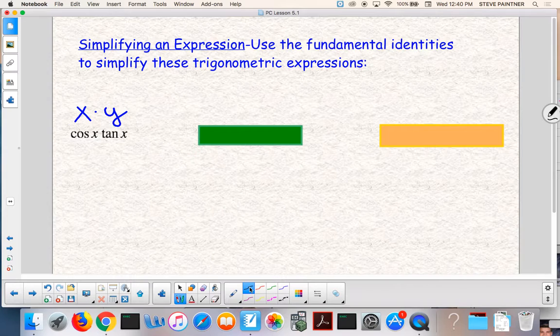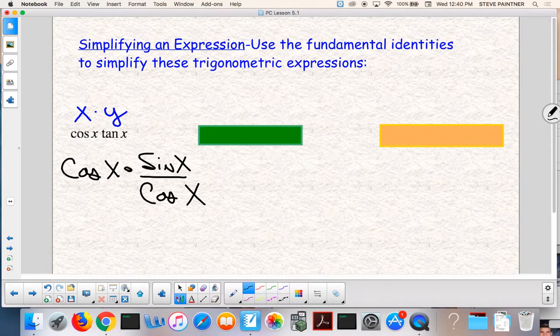Okay. All right, Molly says do this. Change tangent to sine over cosine. The cosines cancel. Because when you multiply, you just go top, top, bottom, bottom, but cancel first, right? They cancel out. Final answer? Sine of x.